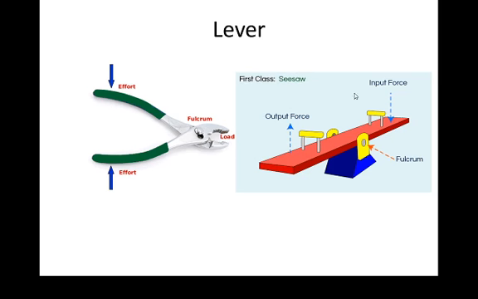Now this is one of the most popular examples from our childhood, playing with the seesaw, where the input force and output force are there, and this is the fulcrum on which it is supported. This is also called the fulcrum of the lever.